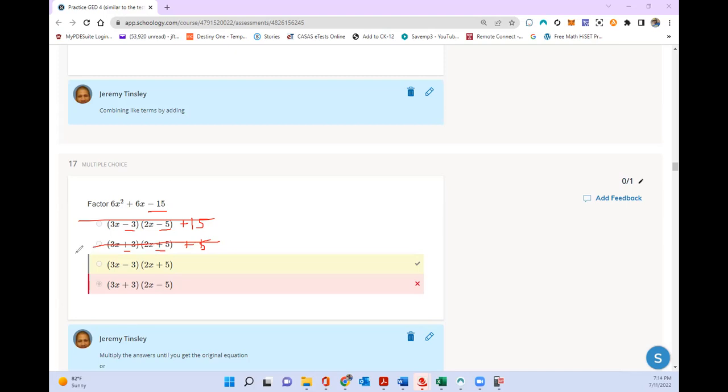Now, you just multiply binomials. Let's do it. I'm going to start with the last one because I know what the answer is. Well, let's just do it in order. 3x minus 3 times 2x plus 5. What is 3x times 2x? 6x squared. Because 3 times 2 is 6. X times x is x squared. Does everybody understand that? Okay. 3x times 5 is 15. 15 what? X. 15x.